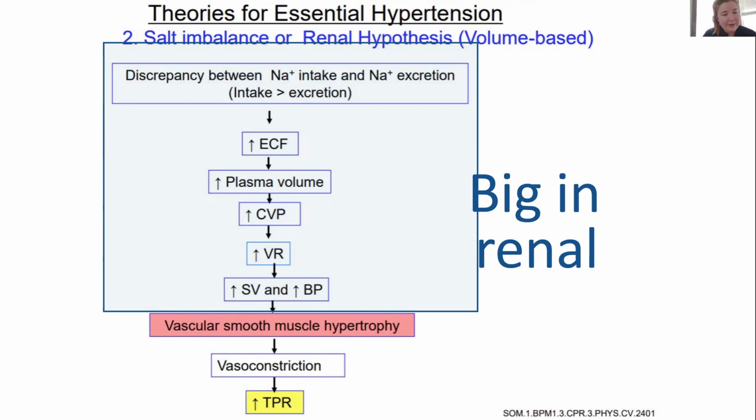But remember, with hypertension, because you're increasing venous return, you're increasing stroke volume, and you're increasing blood pressure as a consequence of increasing the blood volume, you are also going to get vascular smooth muscle hypertrophy, vasoconstriction, and then increased TPR.